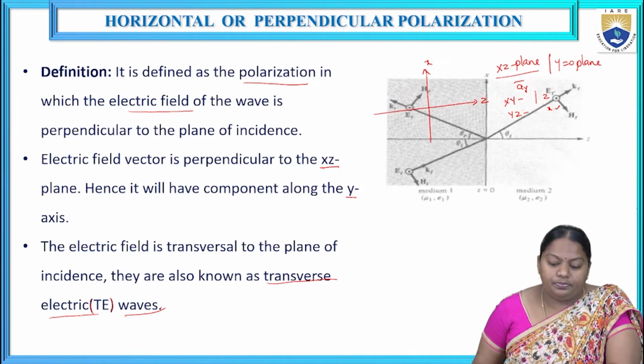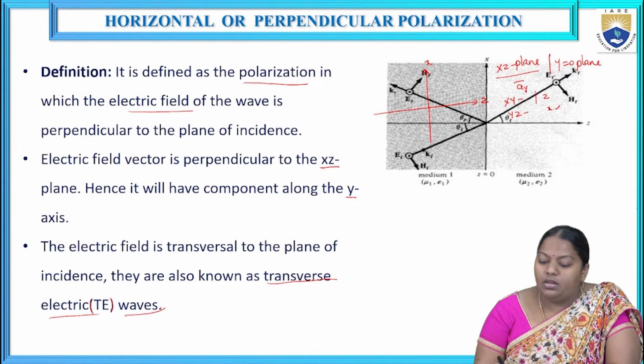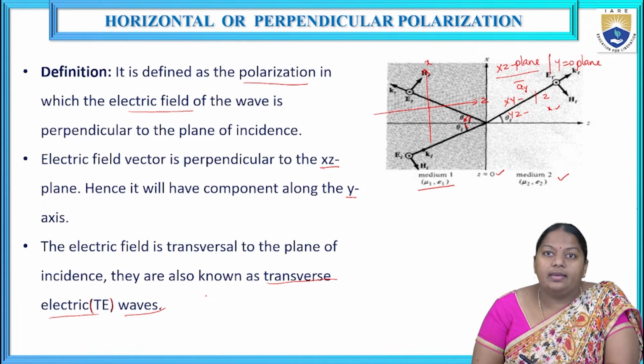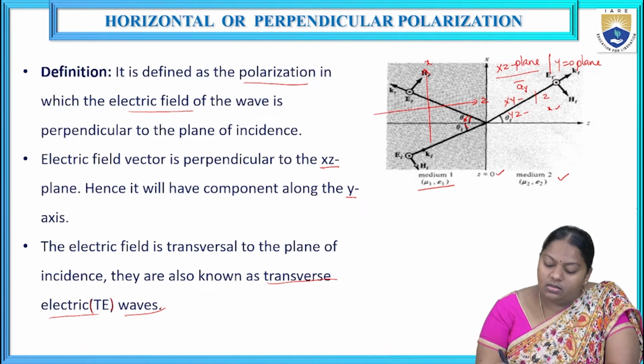Okay, now here is the diagram. When the incident wave touches the boundary, at z equal to 0 we have an interface. Below z equal to 0, medium 1 exists, and above z equal to 0, medium 2 exists. The characteristic parameters of medium 1 and medium 2 are respectively mu1, epsilon 1, and mu2, epsilon 2. Okay, and theta I stands for the incident wave angle and theta R is the reflected wave angle.